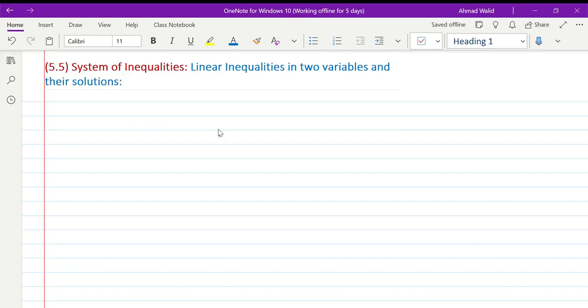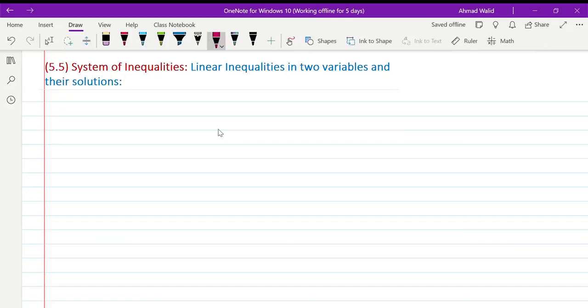But in this section, mainly we are focusing on how to graph a linear inequality, which is the first topic that I want to discuss. And after that, how to graph a system of linear inequalities. So we are just talking here about graphing. Remember a few topics that we discussed before.